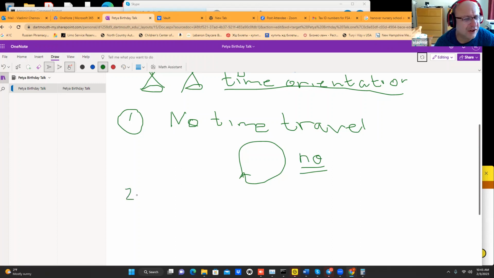And the second condition that I would like to impose is that I prohibit naked singularities. So let me try to explain what a naked singularity is.